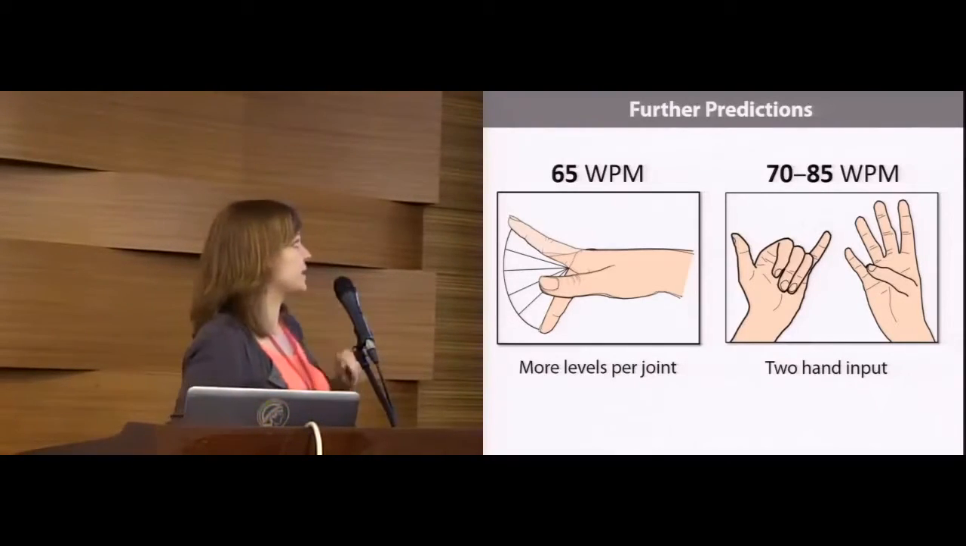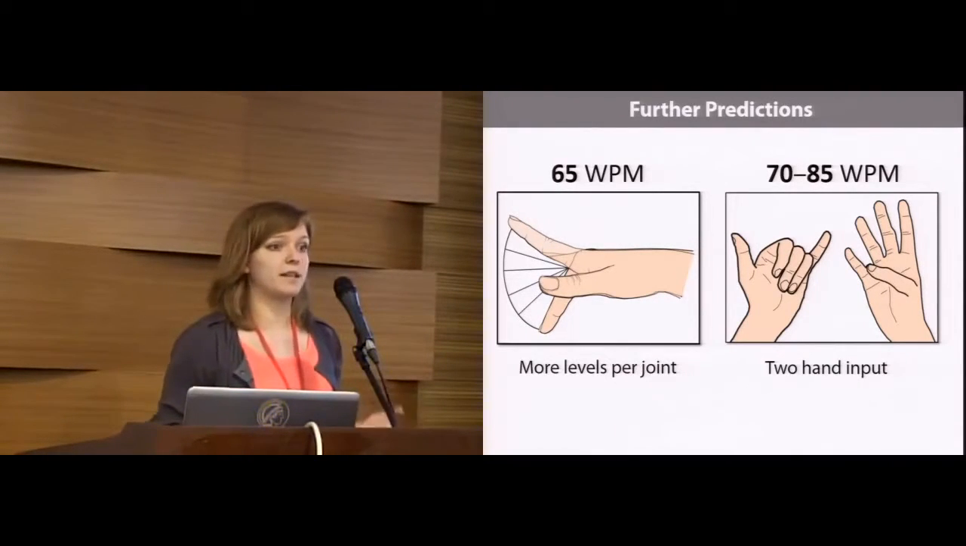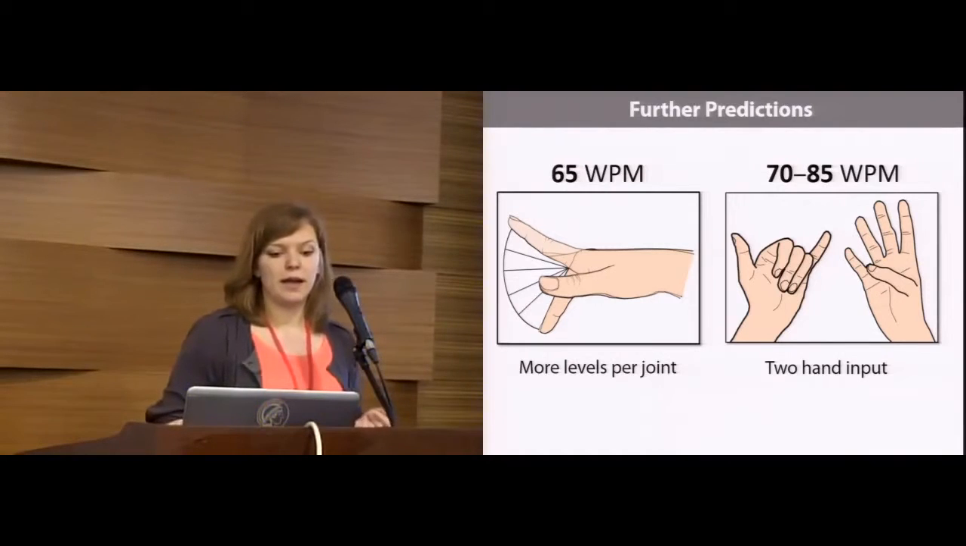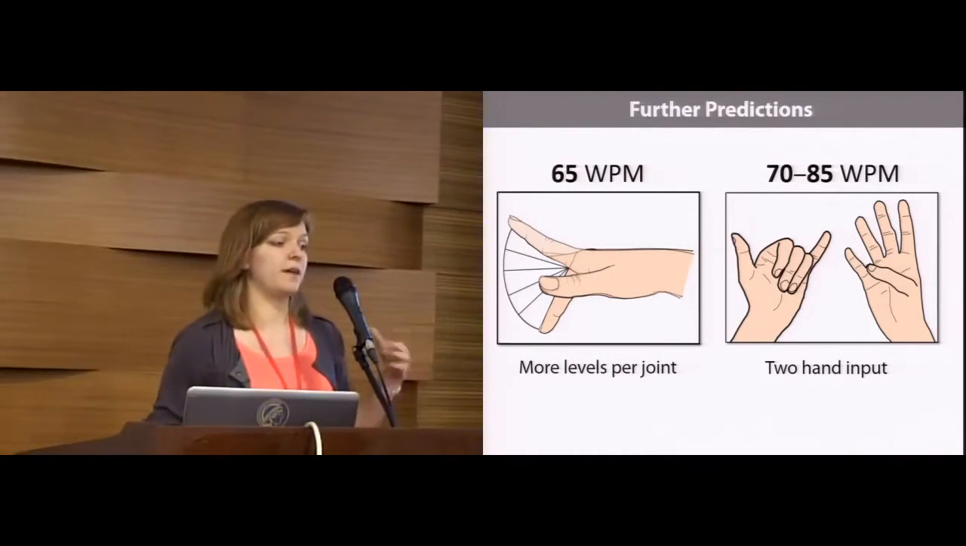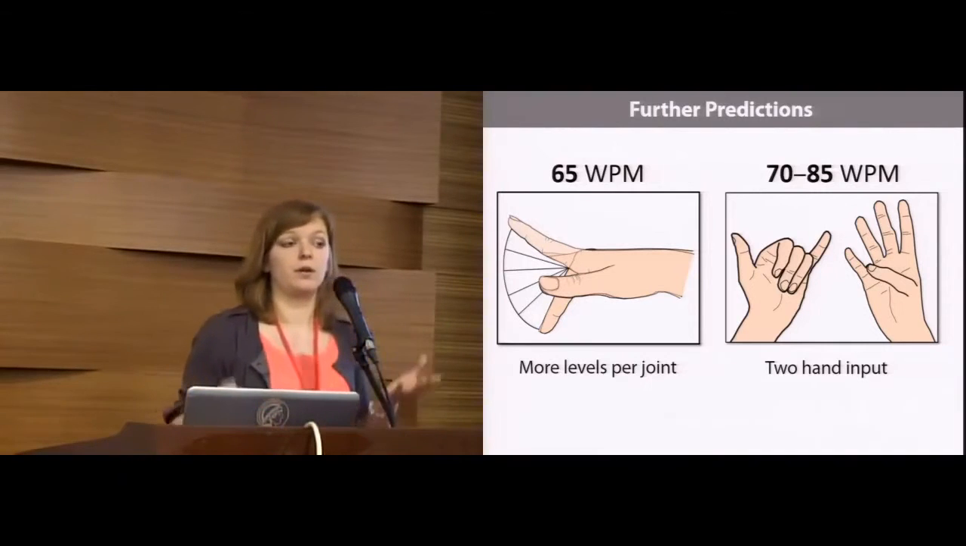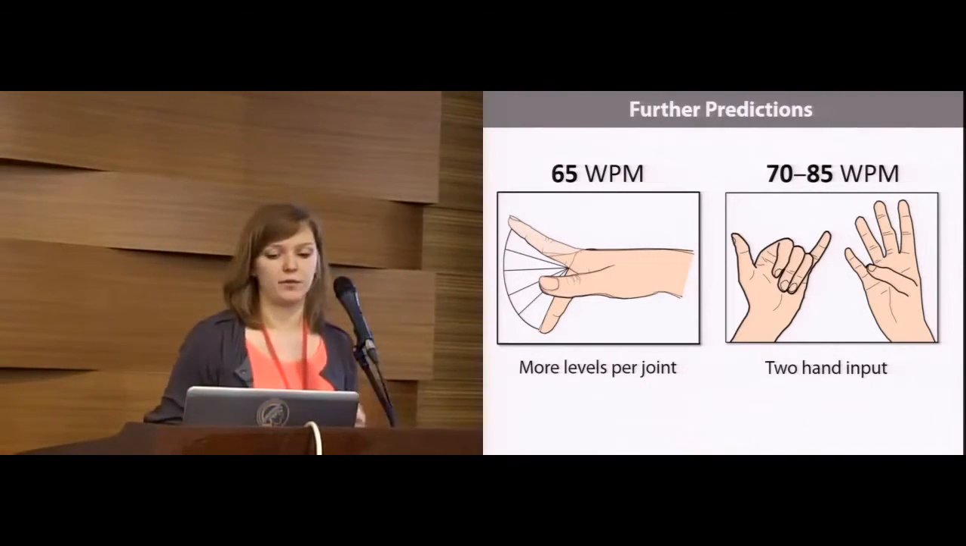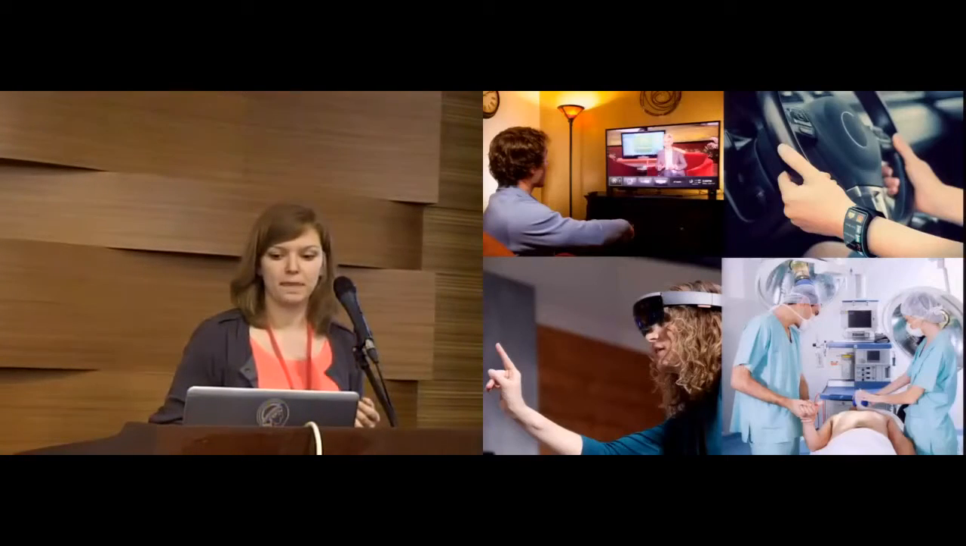Here are some further predictions that we did based on our models, so that you can get a feeling how far this mid-air text entry could go. If we would use more levels per finger, as we have done in the Fitzler study, we could go up to 65 words per minute. If we could use 2 hands, we could go maybe up to 85 words per minute, because we can alternate between the hands and be therefore faster to prepare the gestures.